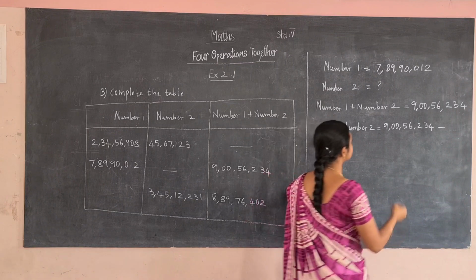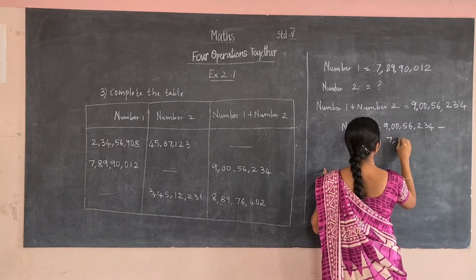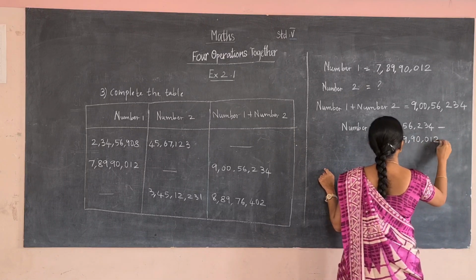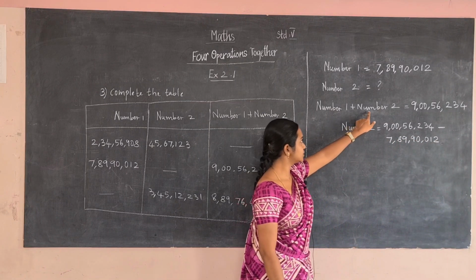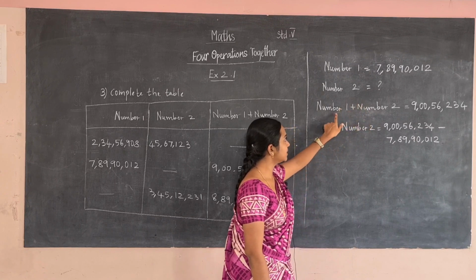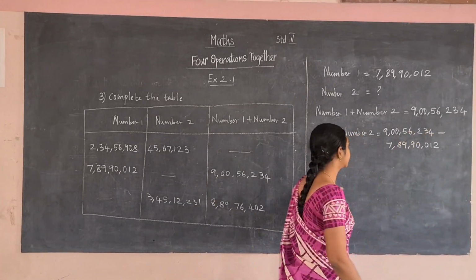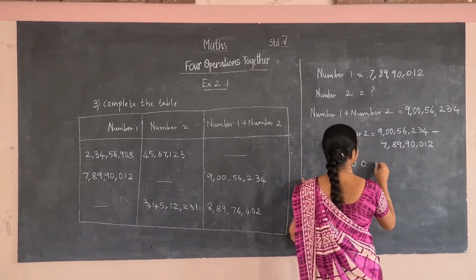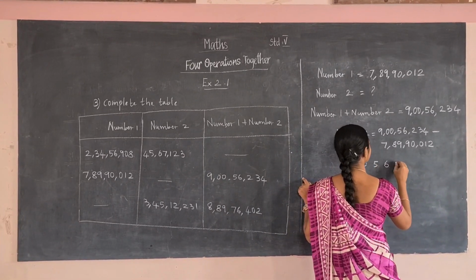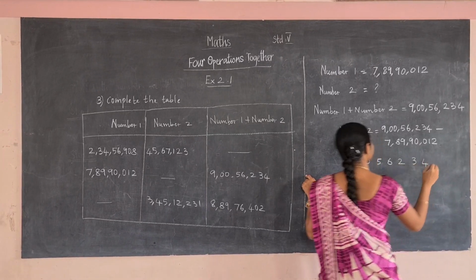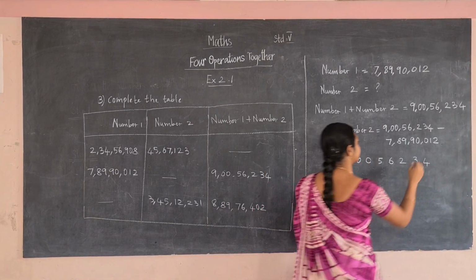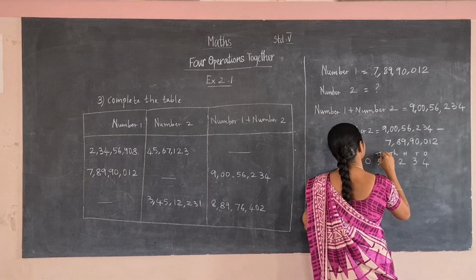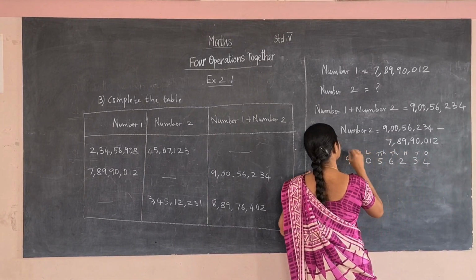Number 1 is 7 crore 89 lakhs 90,012. To find number 2, you have to subtract number 1 from the answer. Write the number of the place value: ones, tens, 100, 1,000, 10,000, lakh, 10 lakh and crore.